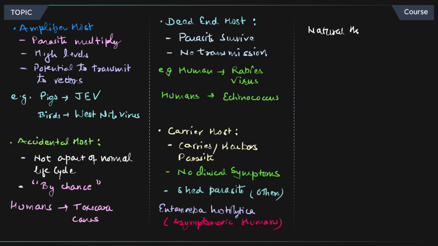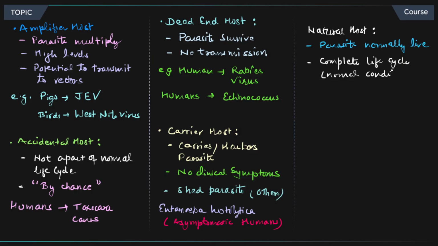Another host is the natural host, the host in which the parasite normally lives and successfully completes its life cycle under natural condition. Very, very simple definition. It means a parasite which has its own normal host, natural host, and completes its life cycle. So that's the natural host. It's going to complete the life cycle under normal condition.